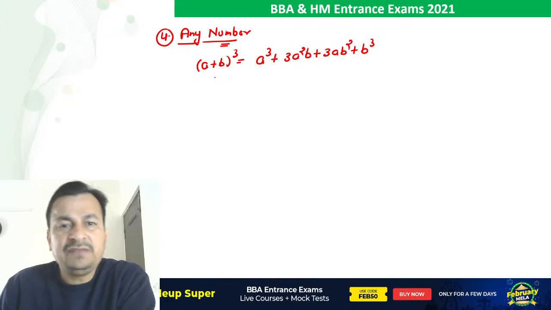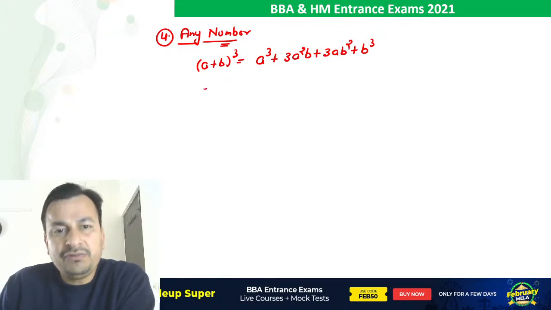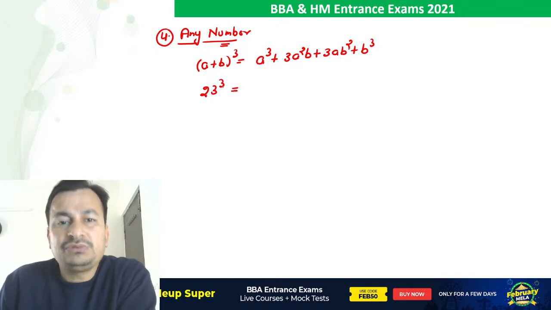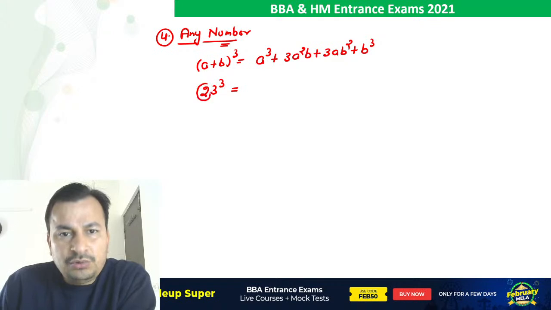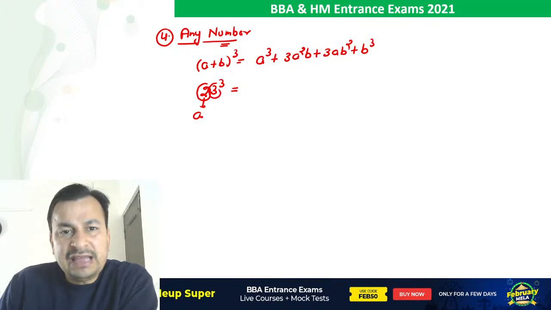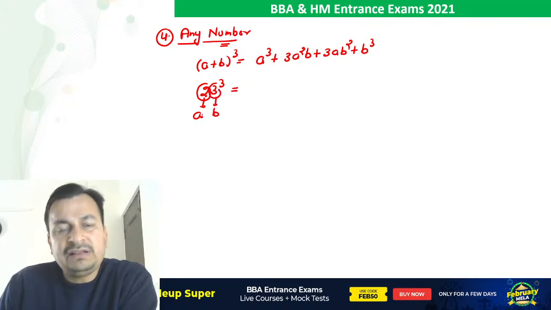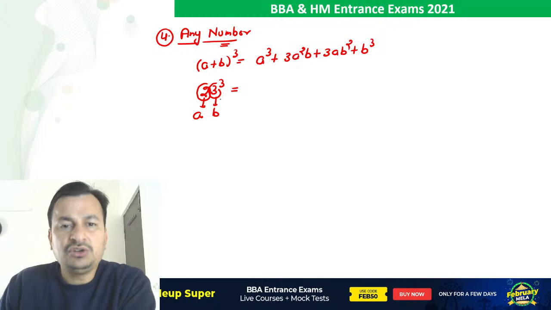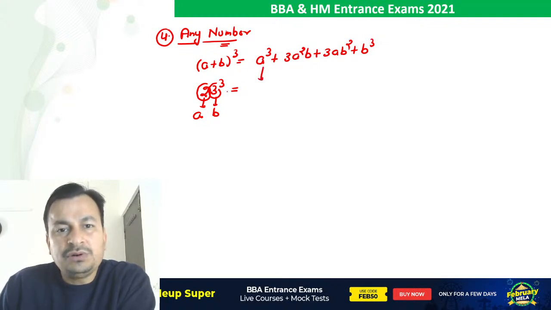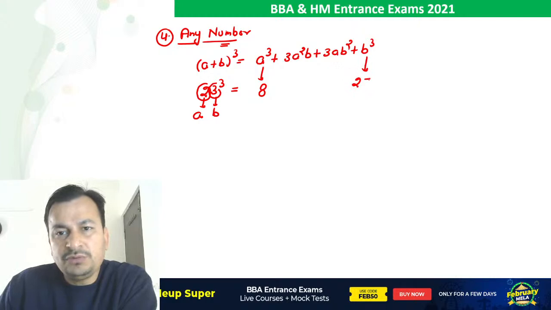Say for example, if I want to calculate the cube of 23. Now listen to me very carefully, my dear student. First we will consider 2 as a and 3 as b. So first we will write a cube. So 2 cube is 8. Then we will write b cube. B cube is 27, cube of 3.